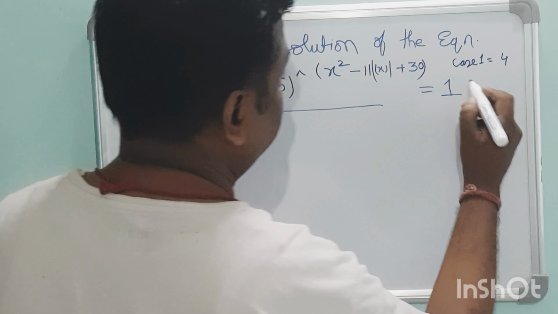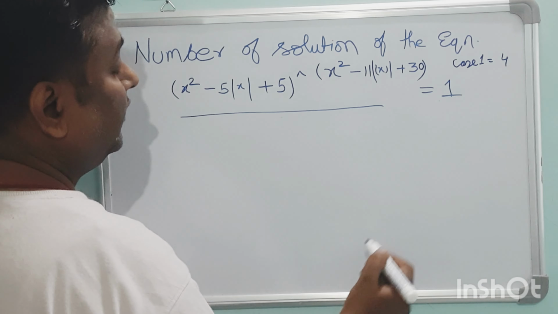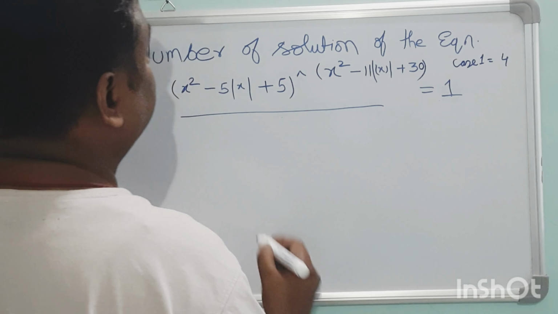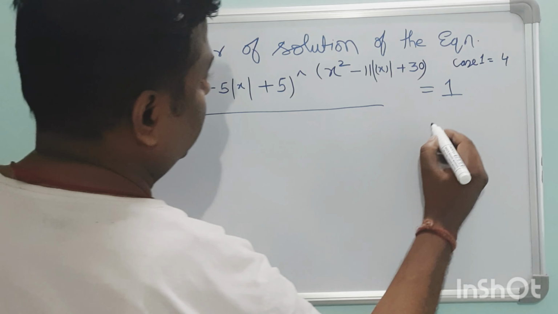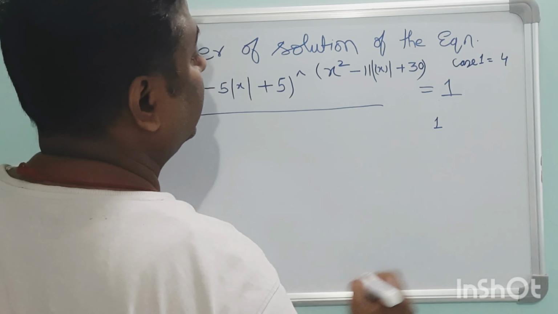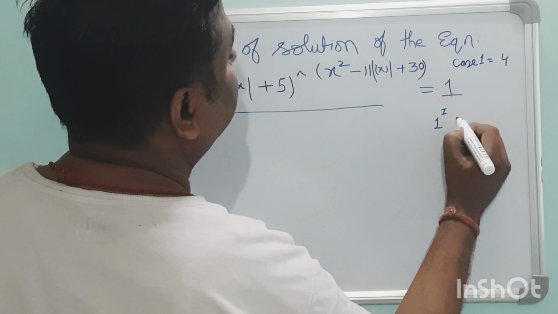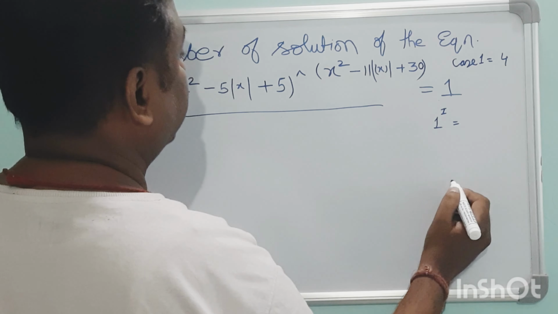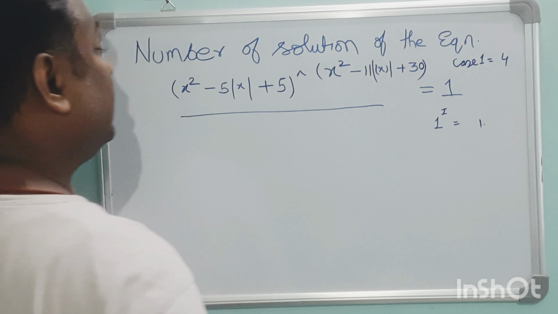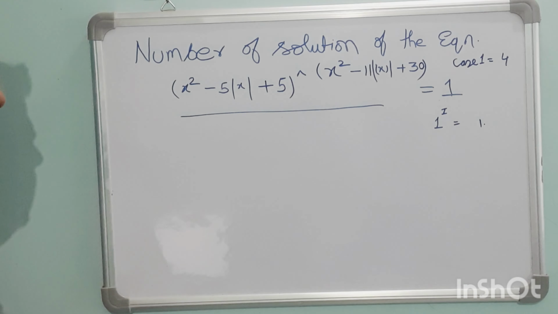We have checked the first part. Now we have to check the second part. The second part which we are going to check is that 1 raised to the power of any number, any integer or real number, will give me 1. So this is the second case we are going to check here.